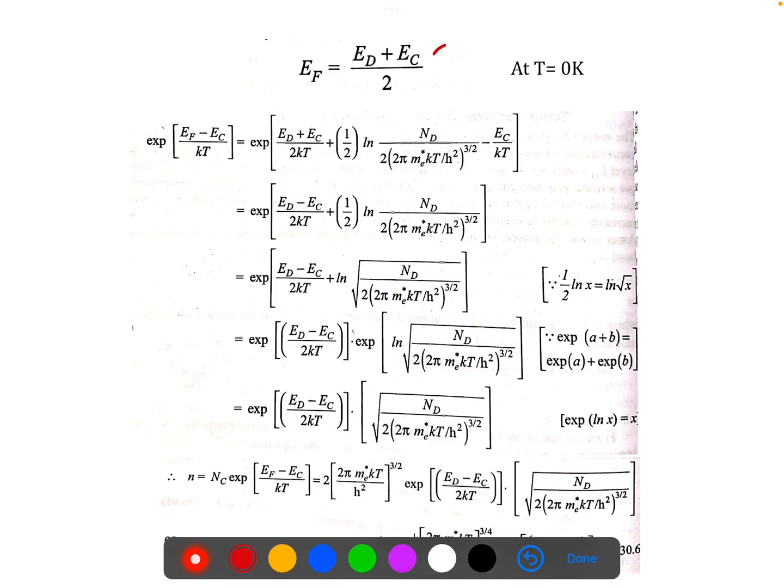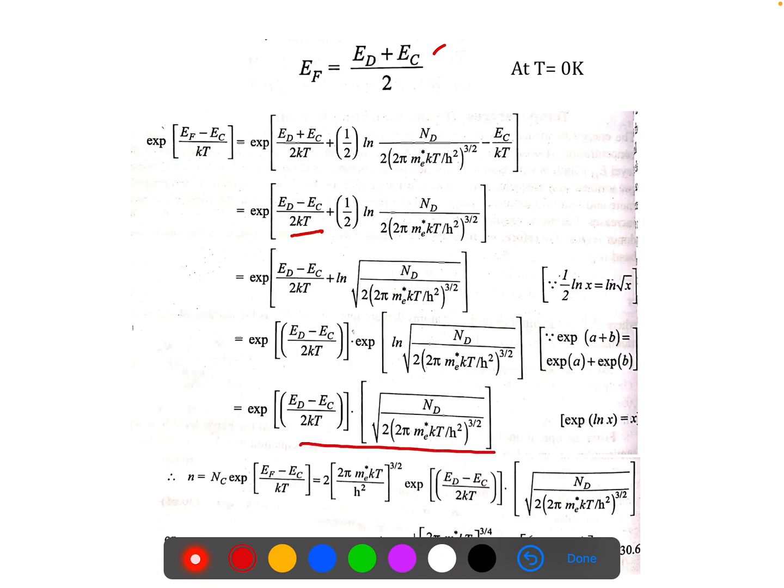And just rearrange the whole thing. Okay, let me remove this one. So rearrange the whole thing. So ED minus EC by 2kT, so this EC comes here, this EC by kT gets cancelled, so this becomes by 2kT. So just rearrange that. Half is nothing but the root, so ln of root over this thing, you just rearrange this thing. Exponential of this into exponential of this is nothing but exponential of this plus this. So when you add them, this is what you are ending up with.